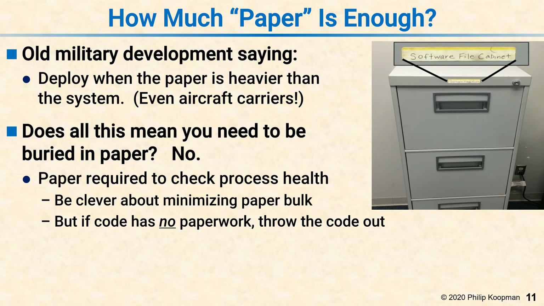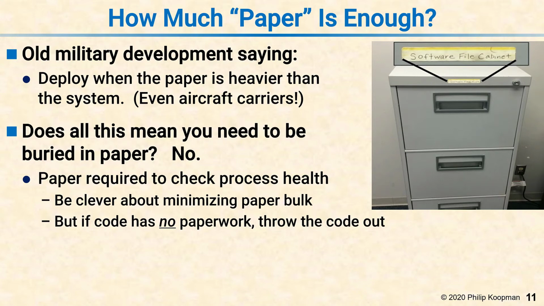But also, it gives you a way to check the process health. If no piece of paper exists, then at least in my experience, it means you probably didn't do the step. You skipped a step. So you need the paper to check the process health. That's the SQA thing I was talking about a moment ago. But it's okay to be clever about minimizing the bulk and the type of paper. If the code has no paperwork, you should probably throw the code out because somebody just sat down and wrote the code and it's unlikely to have good quality. But that doesn't mean tons of paper if the job doesn't justify it.